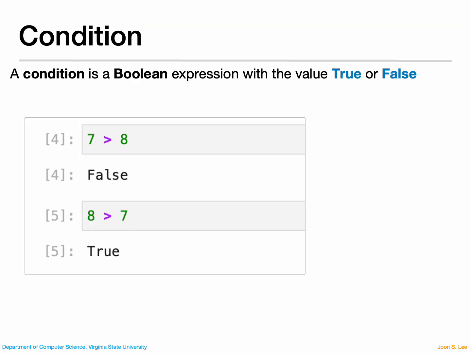Now let's talk about conditions. A condition is simply a Boolean expression, something that evaluates to either true or false. For example, if we check whether 7 is greater than 8, Python evaluates this as false because 7 is not greater than 8. On the other hand, if we check whether 8 is greater than 7, Python evaluates this as true since 8 is indeed greater than 7. Conditions are essential in programming because they let us control the flow of our programs. Later, when we use branching statements like if, elif, and else, these conditions will determine which path the program takes.